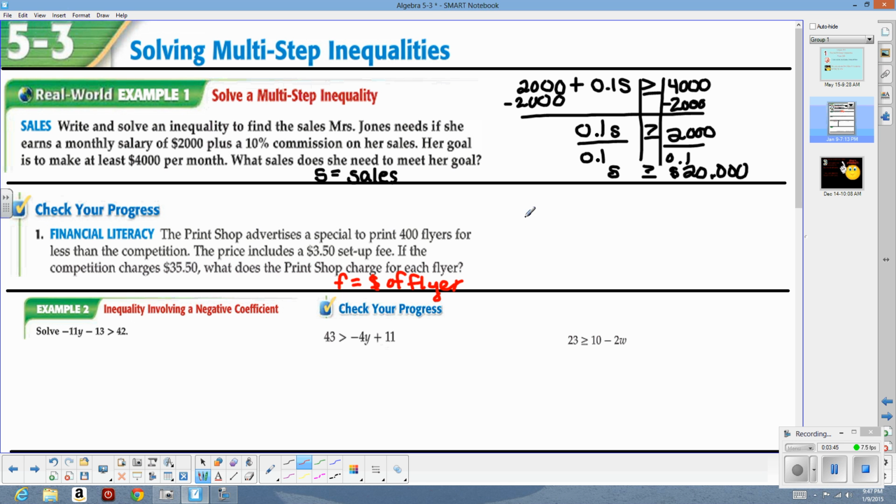The cost is a $3.50 setup fee. Plus so much for each flyer. And they're going to print 400. So it's going to be 400 times the cost for each flyer. And it's going to be less than the competition. If it's going to be less than, we're going to have that symbol. And the competition is $35.50, so we need that to be less than $35.50.